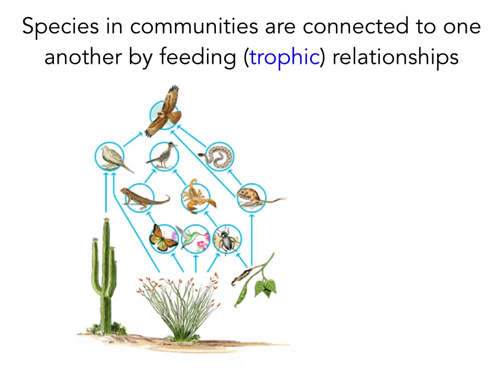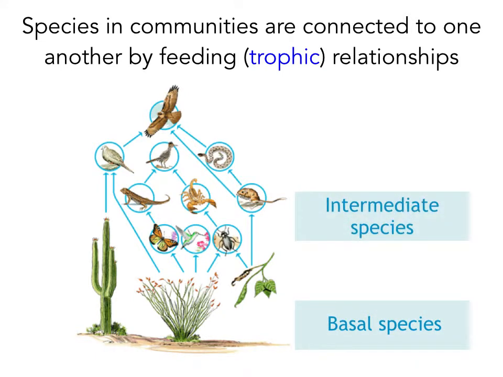As I mentioned, species in communities are connected to one another through a variety of feeding or trophic relationships. This picture illustrates the trophic relationships in a simple desert food web. And by food web, I mean the network of different feeding relationships in a community. In the diagram, the arrows indicate how the species in the food web are connected to one another based on their feeding relationships. The direction of the arrow indicates who eats whom, and thus the direction of energy flow in the system.